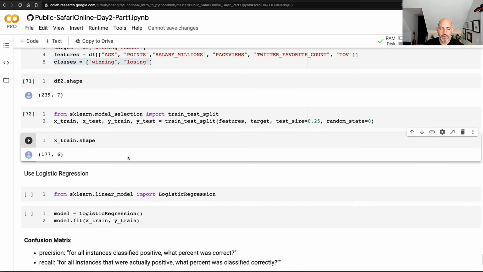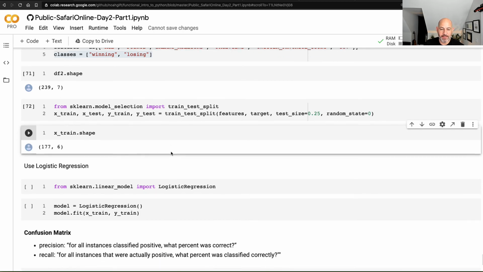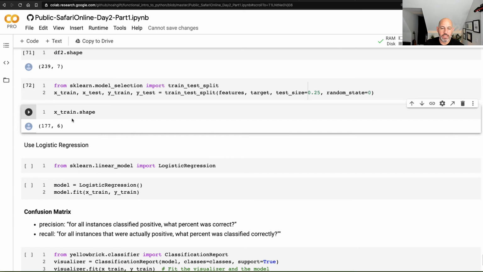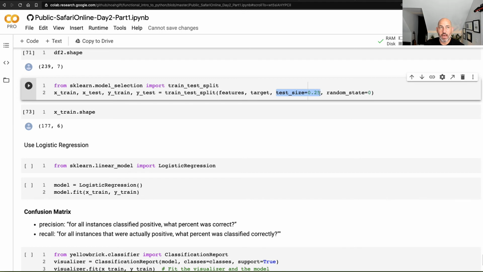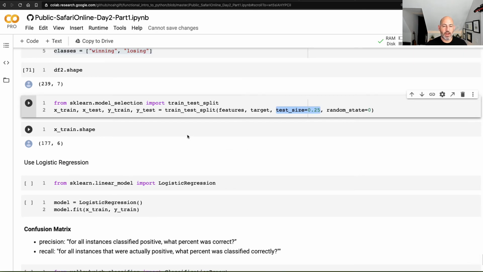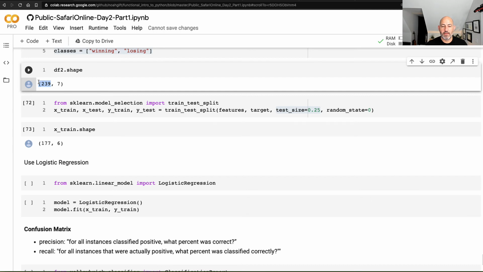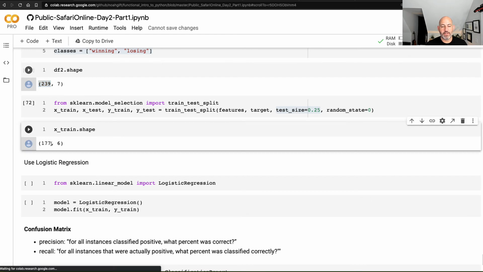I create this training data. And you can see that what this does is it pulls out 25% of it so that I am able to validate my model against that later. And you can see that I originally started with 239 and now I have 177.